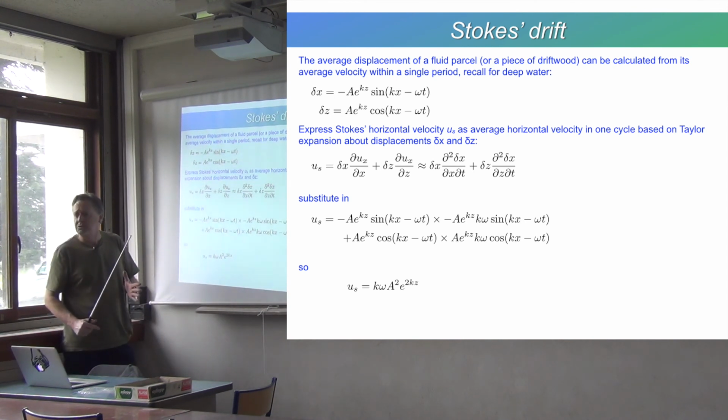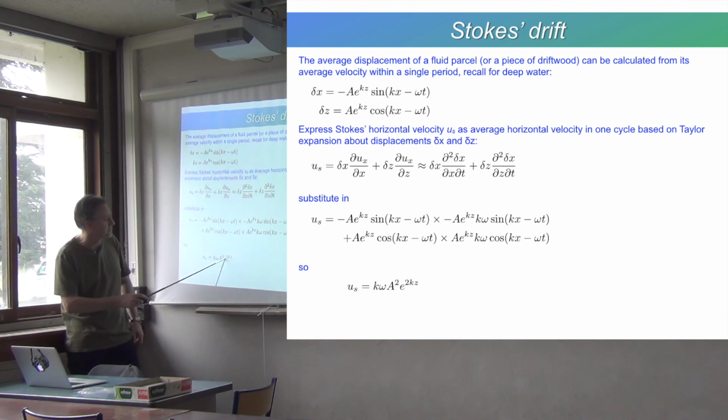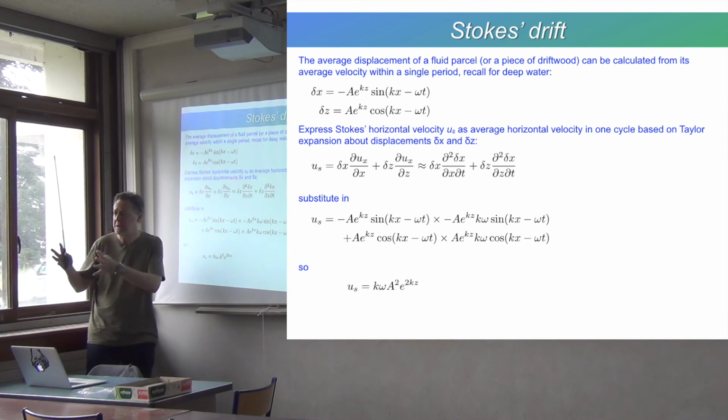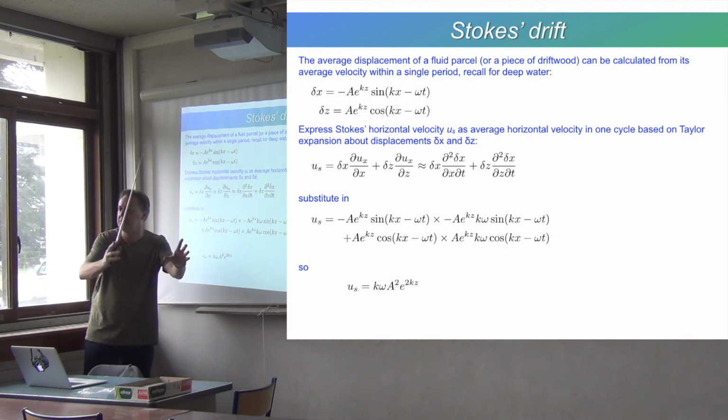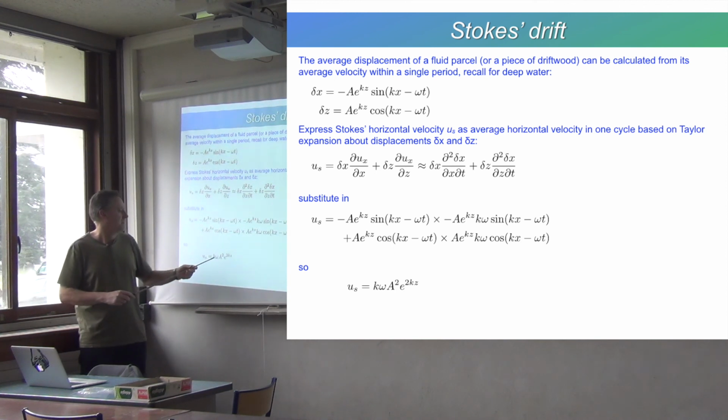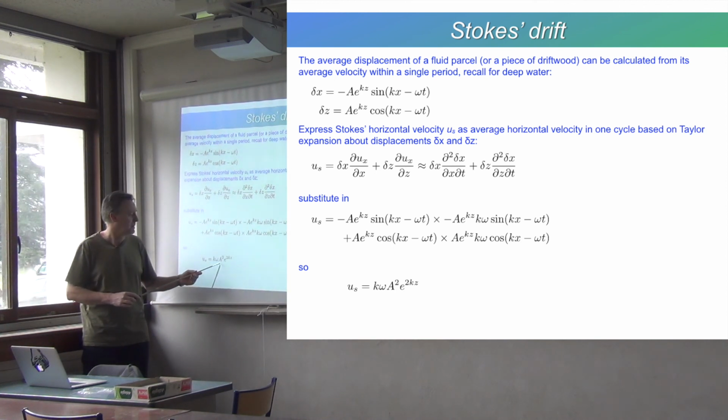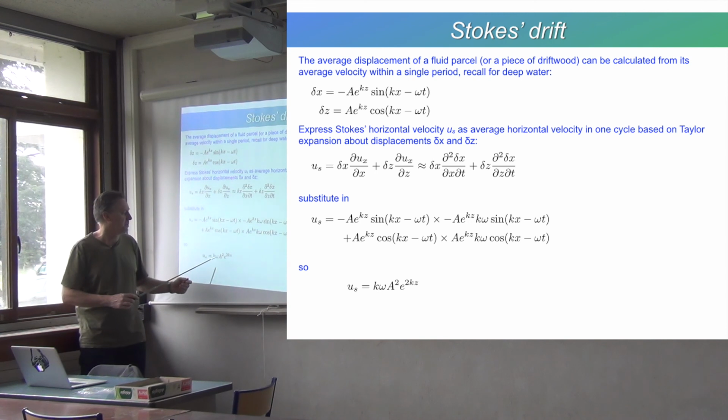If you're interested in a piece of driftwood, so if you want something which is at the surface, then z equals 0. So this exponential will just disappear, and you'll just have k omega a squared. So the speed at which your piece of driftwood is drifting towards the beach depends on the amplitude of the waves squared. It depends on the wavelength, and it also depends on the frequency. So it depends on everything, pretty much.